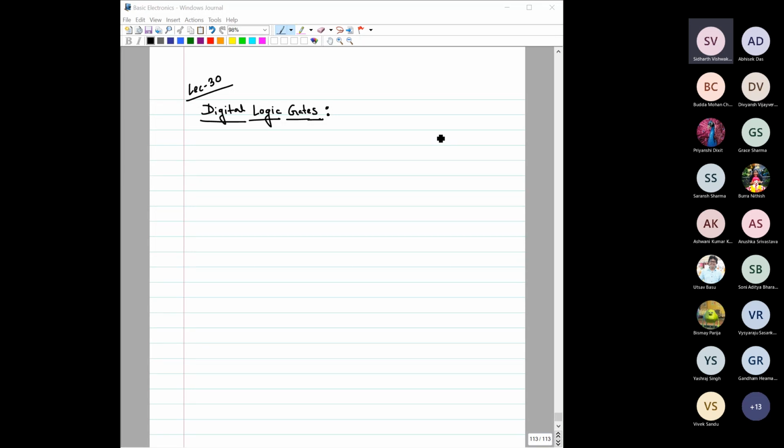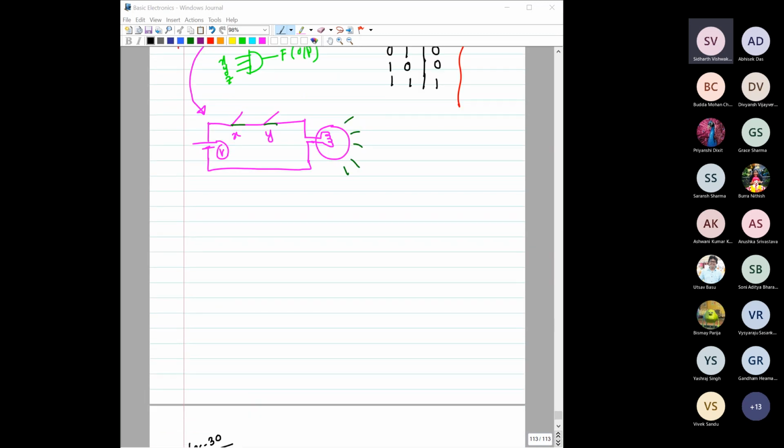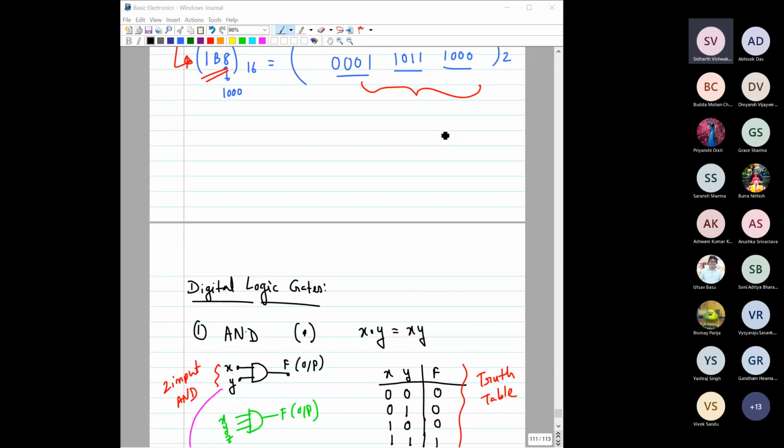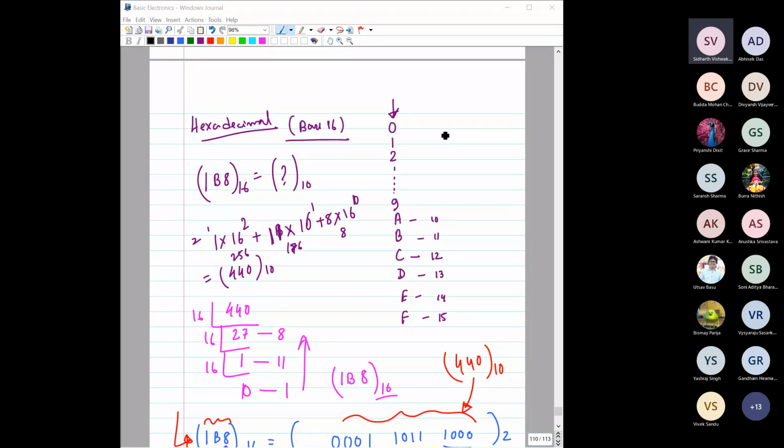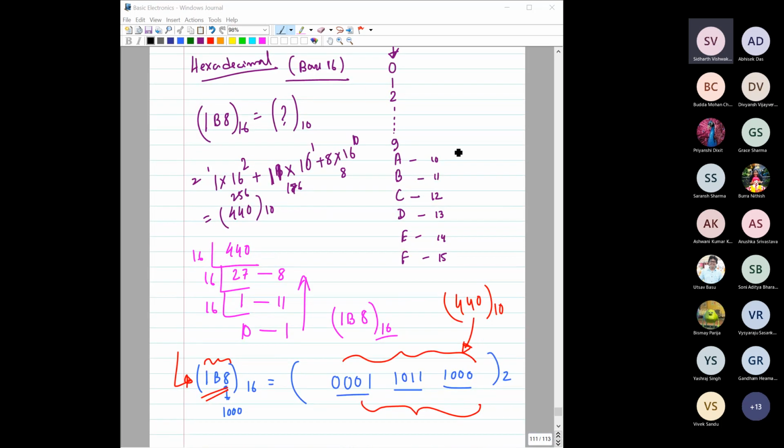In the last class, we discussed different numbering systems and their conversion techniques: how to convert from hexadecimal to decimal, decimal to hexadecimal, decimal to binary, binary to decimal, hexadecimal to binary, binary to hexadecimal, octal to binary, and all these types of conversions that we have already discussed.